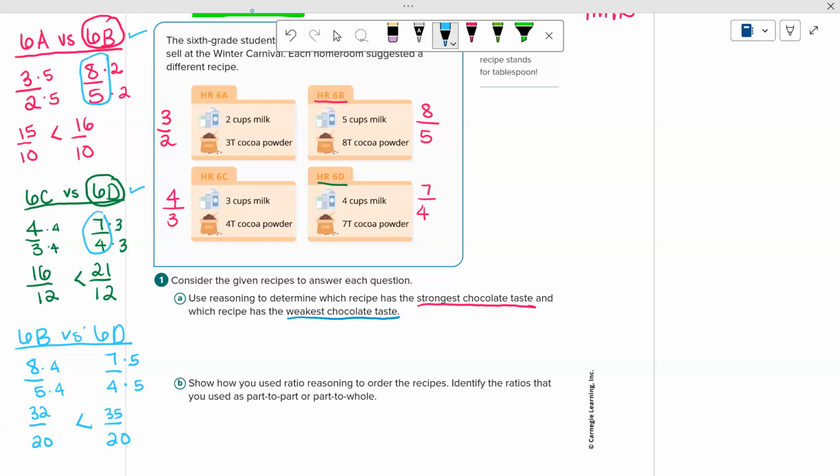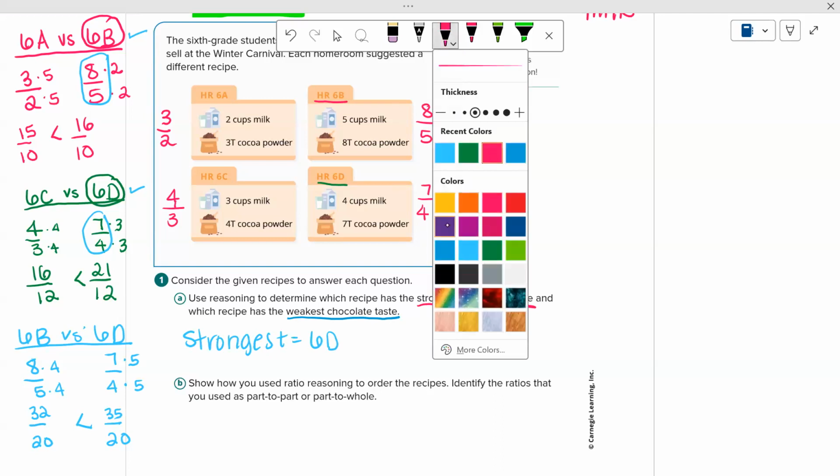So the strongest chocolate taste was homeroom 6D. Good job, homeroom 6D. Woohoo, strongest chocolate taste. That's the one I would want to drink, right? But now they want us to find the weakest chocolate taste. And you're thinking, oh my gosh, Miss Sack, I cannot do all this work again. I just went through all this. I don't want to do this again. Well, guess what? You don't have to, right?